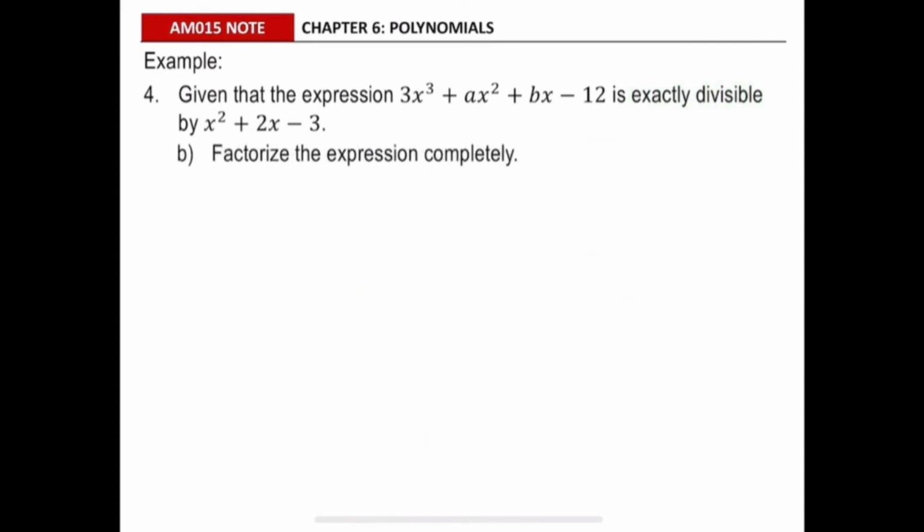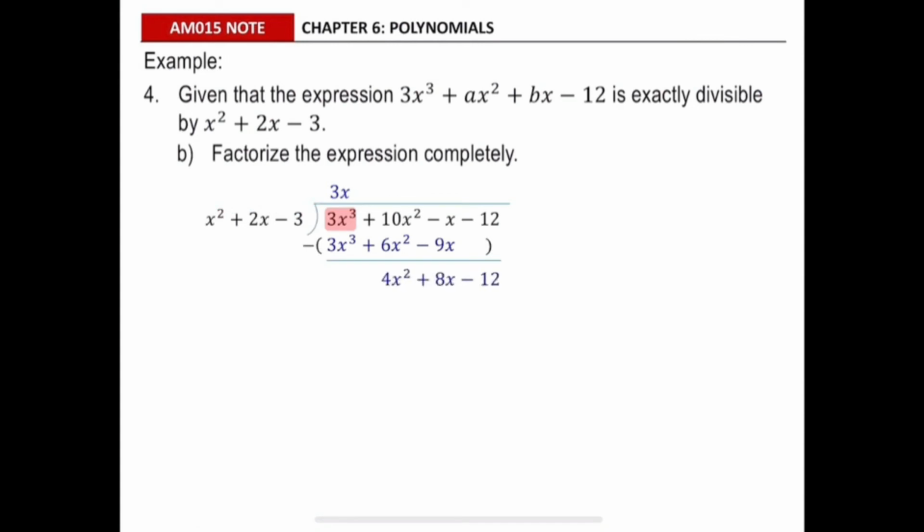To factorize completely, we have to do the long division first. So first we divide 3x cubed by x squared, we get 3x. And then multiply 3x with the divisor, we get 3x cubed plus 6x squared minus 9x. Then subtract the polynomial with 3x cubed plus 6x squared minus 9x, we get 4x squared plus 8x minus 12.